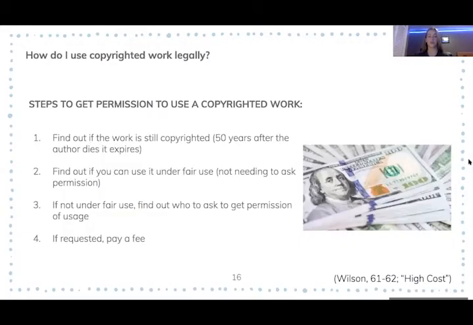How do I use copyrighted work legally? There are a few steps to get permission to use a copyrighted work. One, you have to find out if the work is still copyrighted. 50 years after the author dies, it expires. Number two, find out if you can use it under fair use. You can use small portions and not need to ask permission to use them. Three, if not under fair use, find out who to ask to get permission to use that copyrighted work. And four, if requested, you have to pay a fee.